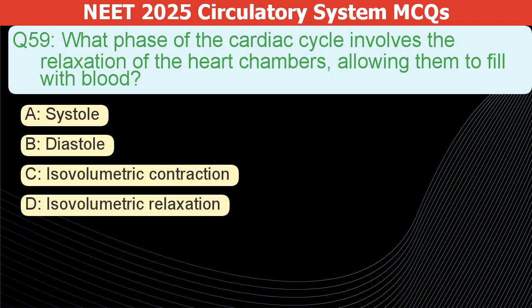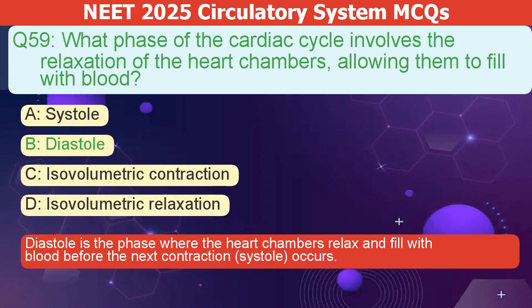What phase of the cardiac cycle involves the relaxation of the heart chambers, allowing them to fill with blood? A. Systole. B. Diastole. C. Isovolumetric contraction. D. Isovolumetric relaxation. The correct answer is B. Diastole is the phase where the heart chambers relax and fill with blood before the next contraction, systole, occurs.